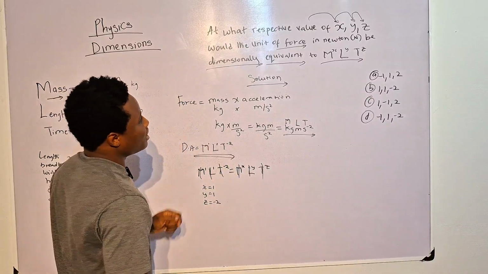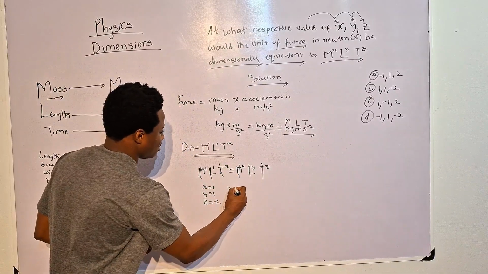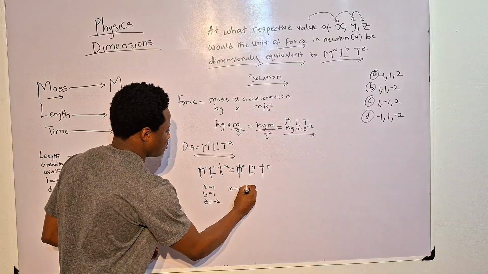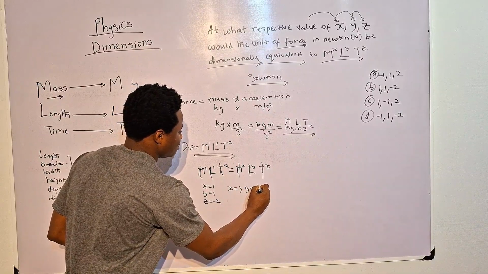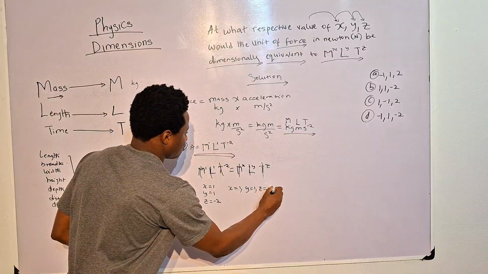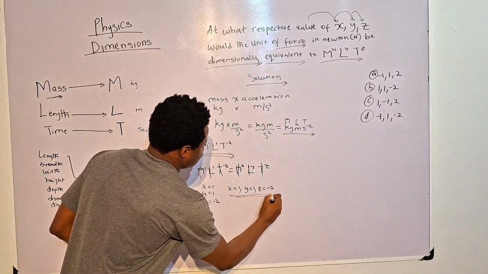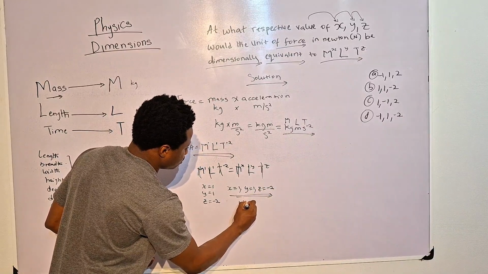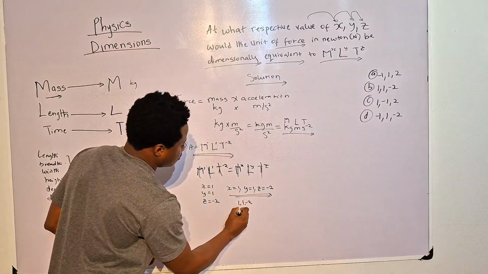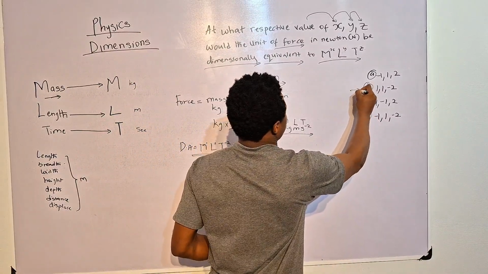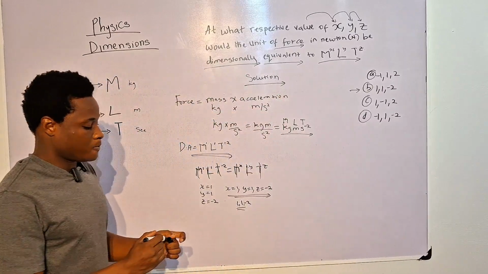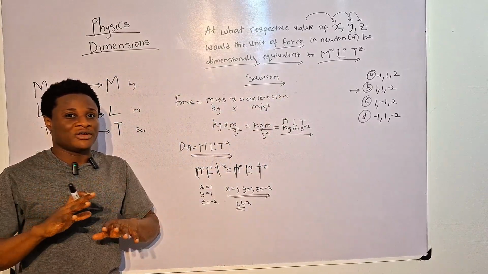So the dimensional equivalence of force in this equation is M^1 L^1 T^-2. And now the values of x, y, and z: x is equal to 1, y is equal to 1, and z is equal to minus 2. And this is our answer. 1, 1, minus 2. So we go to our options, and this is our option. This is very, very easy.